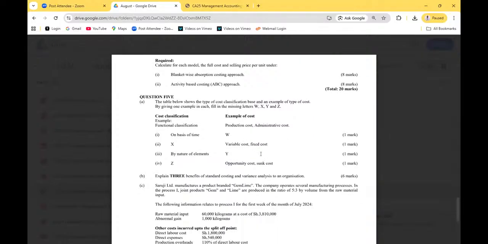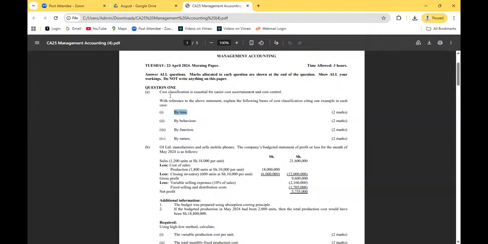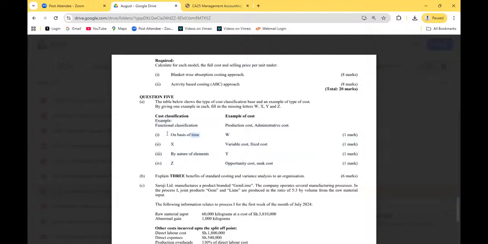So if I were revising, I could have actually gotten my answers. And I can see somebody got the answers from this part. Somebody was able to revise question 5A, and then we're now addressing question 1A of April. They're able to relate correctly. Now, the cost classification based on time. Examples, sorry, let's start with this first one. The functional classification. So functional classification, you said, we talk about production cost, administrative cost. You can remember that.